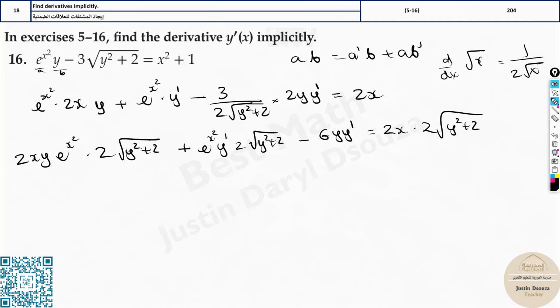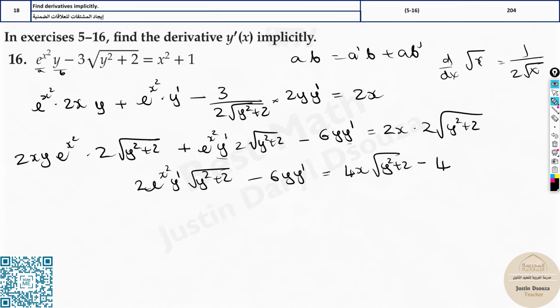Now then, let's look at all the y prime terms. There is y prime here. There is y prime here, right? Let's leave those two terms here, everything else to the other side. So e^(x squared) y prime, and this 2 I'll write it out over here, square root y squared plus 2 minus 6y into y prime will be equal to 2 times 2 is 4x square root y squared plus 2 minus these two. Let's solve it up over here. 2 times 2 is 4xy e to the power x squared, this is power 2, square root of y squared plus 2. I hope this much is clear.